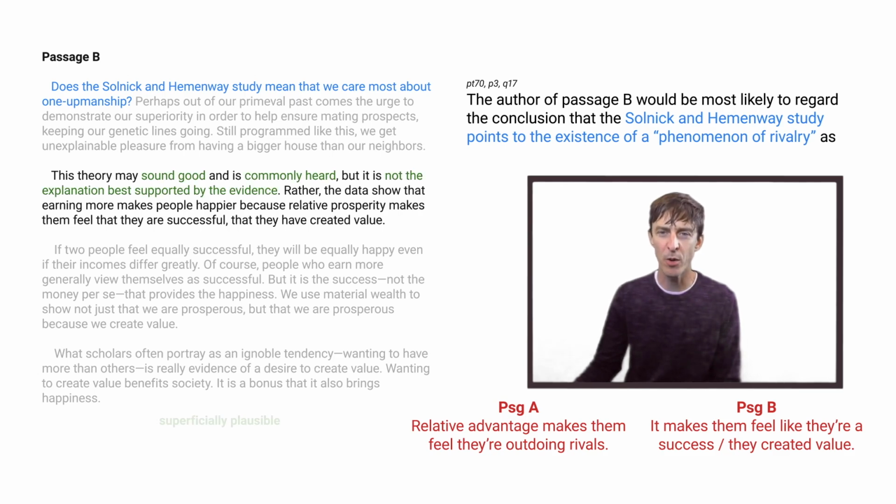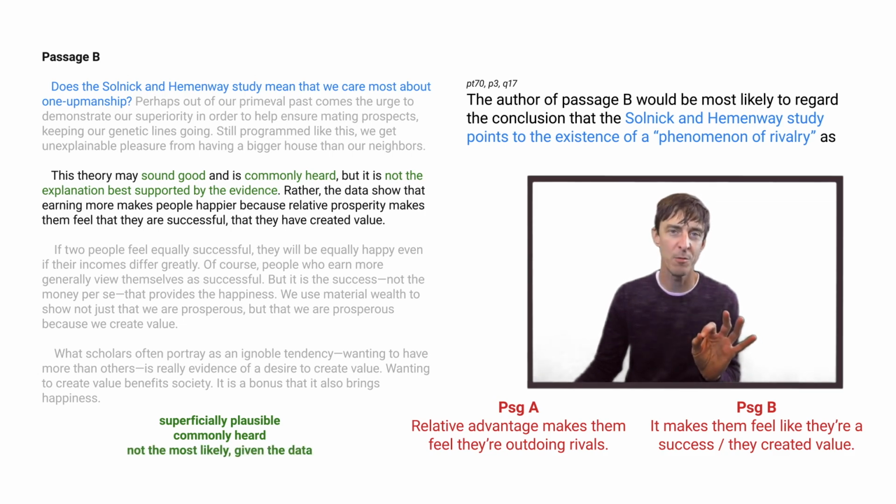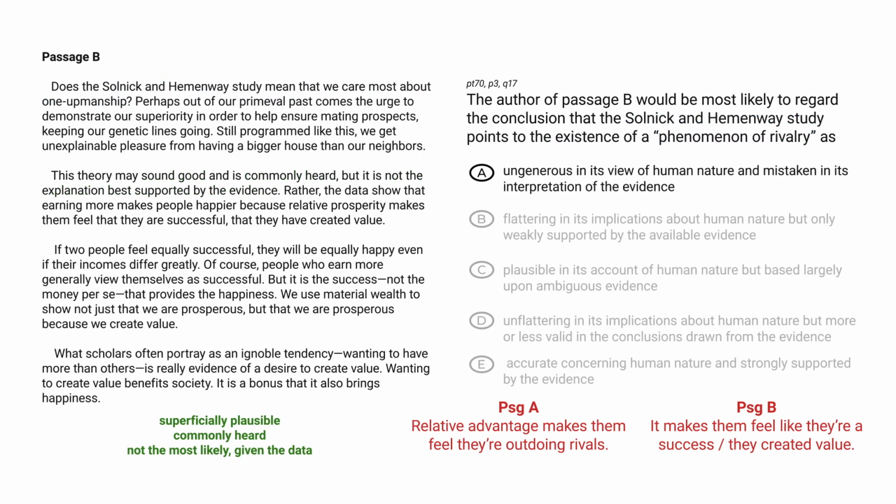So the specific wording we got is, yeah, this theory may sound good. It's commonly heard, but it is not the explanation best supported by the evidence. So let's look for something like, it's wrong, it's incorrect. A is saying it is mistaken in its interpretation of the evidence. That part looks good. Ungenerous in its view of human nature is a little weird, but we would keep it maybe on a first pass.